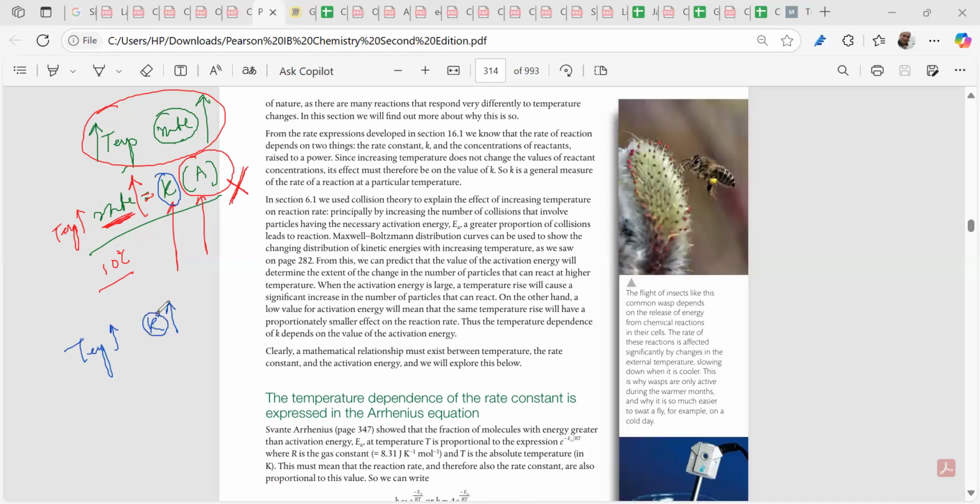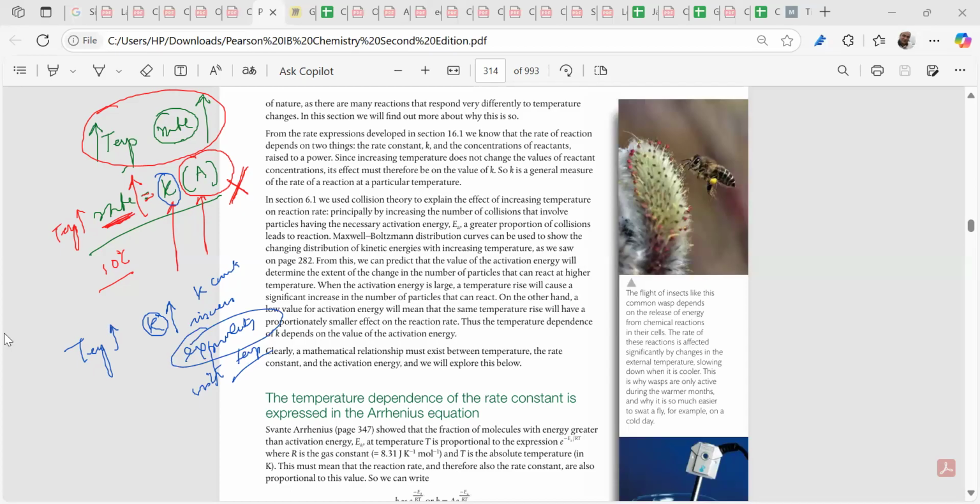Is it clear? And there are some questions you have to understand for board exams. Write down: the rate constant increases exponentially with temperature. Clear? You get my point? The rate constant increases exponentially with temperature. It increases, but how does it increase? Exponentially with temperature.